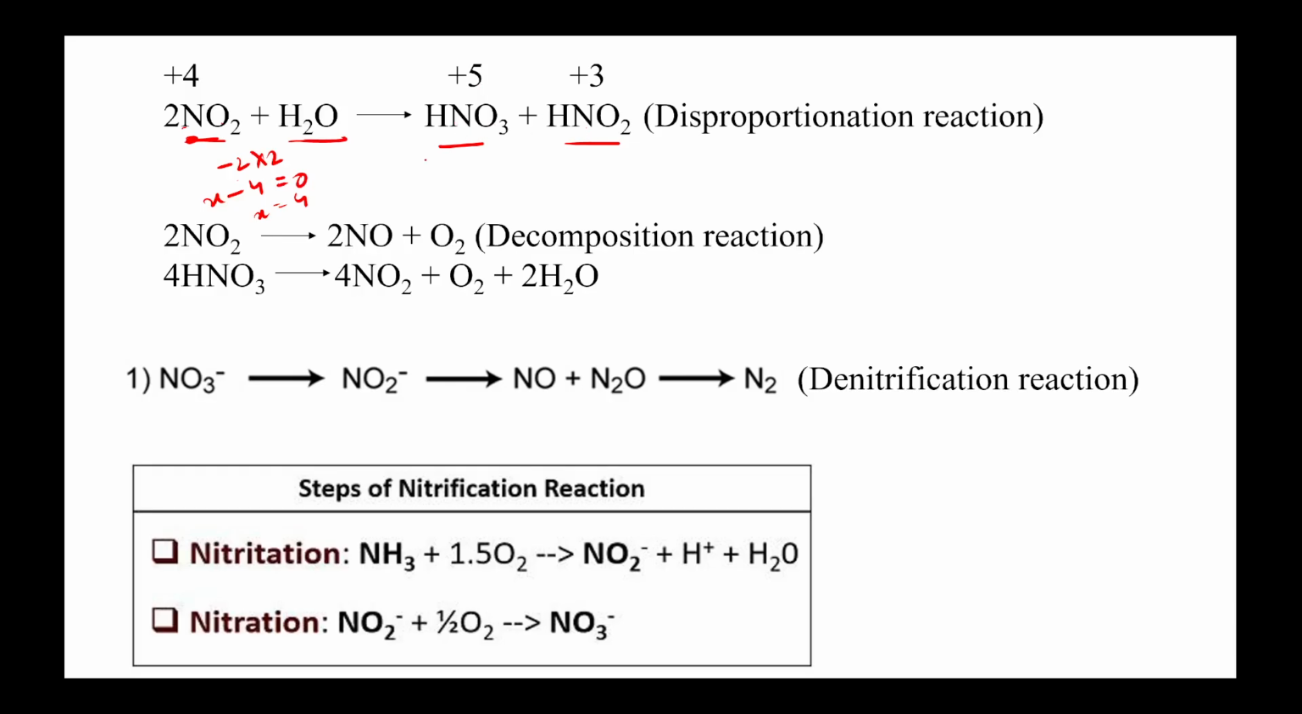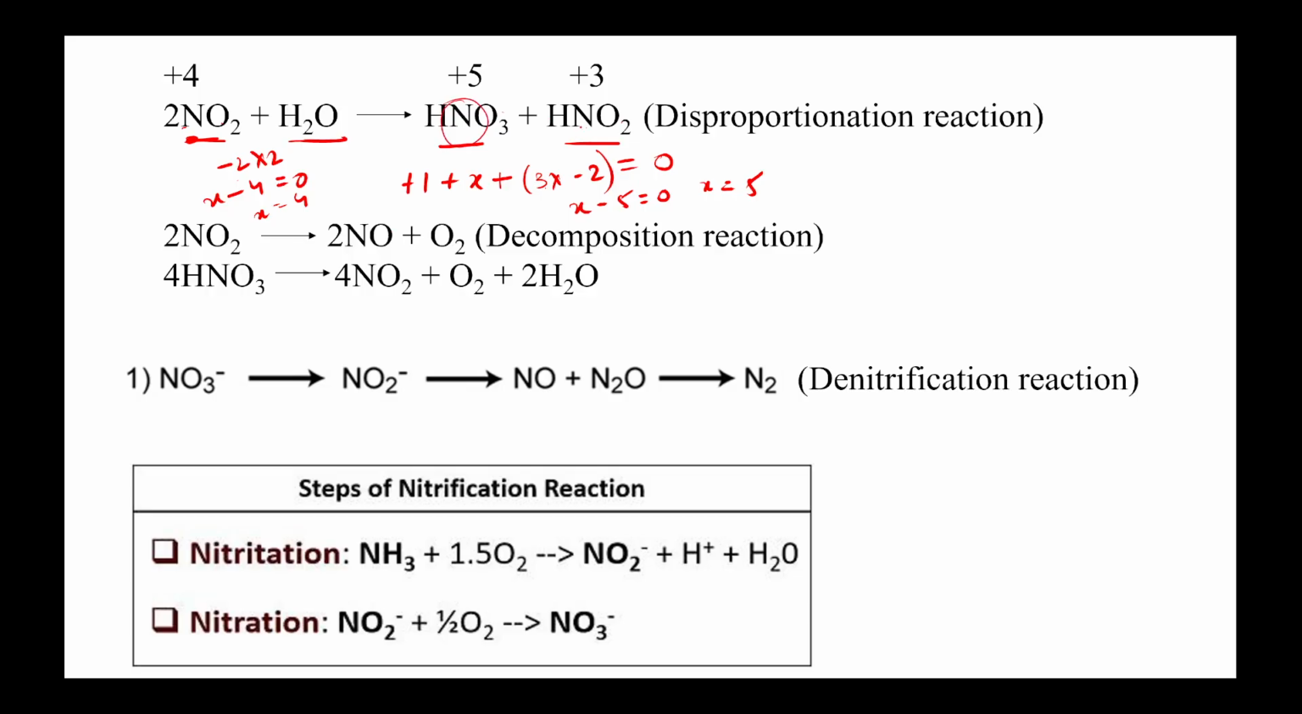For nitric acid, the oxidation state would be, from hydrogen we have +1 plus x, because we don't know the oxidation state of nitrogen, and then plus 3 into -2, that is oxygen's charge, and all of this will be 0. So this will be -6 plus 1, that is -5. So x minus 5 is 0, so x will be equal to 5. So the oxidation state of nitrogen in nitric acid is +5.